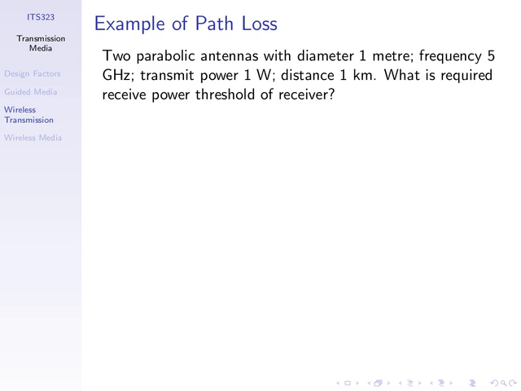Situation, we have two antennas, one transmitting to the other over a distance of 1 kilometer. So the distance is 1 kilometer, 1,000 meters. This antenna is transmitting with a transmit power of 1 watt. So PT, the power in which we transmit, is 1 watt. That's a W there, and that's our transmit power. We're sending a signal. The frequency of that signal is 5 gigahertz.